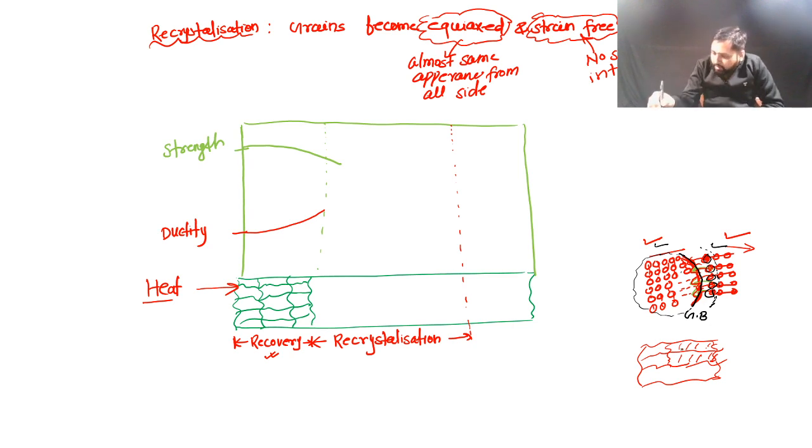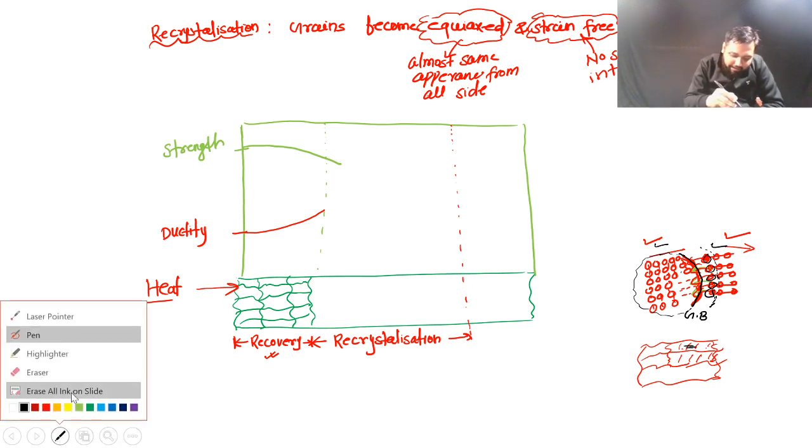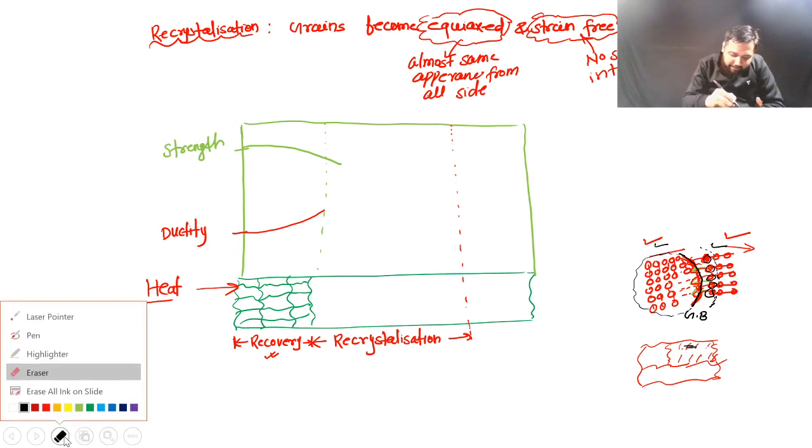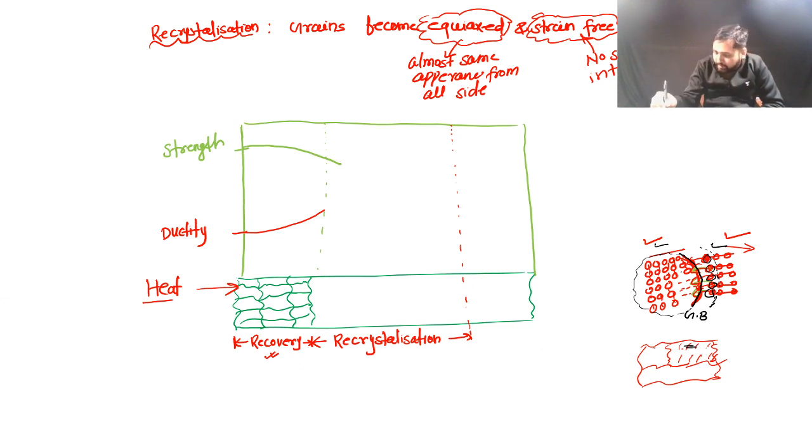So a time will come when this grain will no more be there, and in place of that you will find only one grain, like this, as I'm showing you there. So this grain boundary will also after some time not be there, because all these atoms will diffuse to that grain. So now this grain is gone, this grain boundary is gone, and you have only this grain over here, right? So you see, now this grain's appearance from all sides looks almost the same.